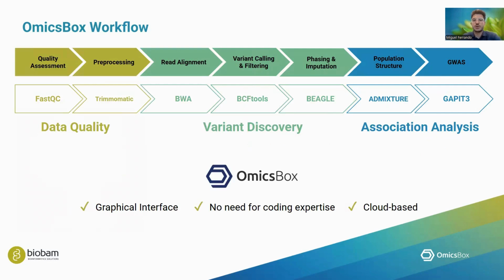This analysis is quite complex and it requires the integration of multiple tools. So I have standardized an end-to-end OmicsBox workflow, which consists of 7 main steps and is divided in 3 parts. The first part is the data quality control, followed by variant discovery, and finally the association analysis. First, we need to evaluate the quality of the sequencing reads and try to maximize their quality for the analysis.